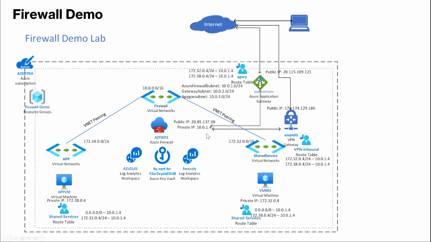So when I do the destination network address translation, I need to know a few things. Where am I receiving the traffic? In this case, I am receiving my RDP traffic on 20.85.137.98, correct? And what port would I be receiving the traffic on? RDP traffic, I would be receiving on 3389. And then where would I be sending the traffic to? Where would I be translating to? I would be sending that traffic to my endpoint 172.32.0.4, which is my RDP server. And which port would I be sending to? The same port, 3389. That's all it is, right? That is destination network address translation.